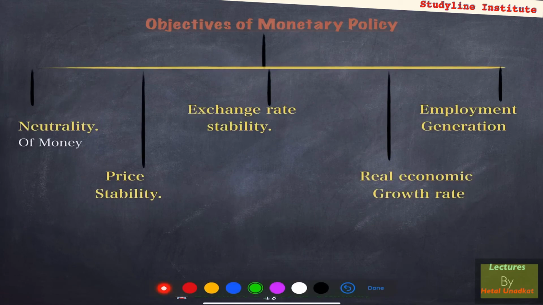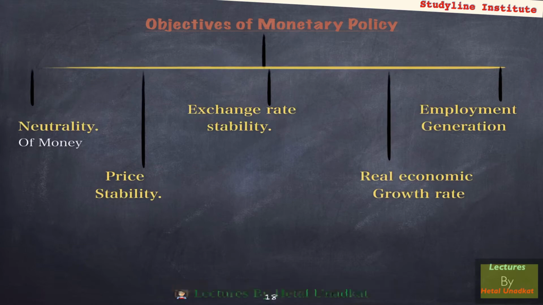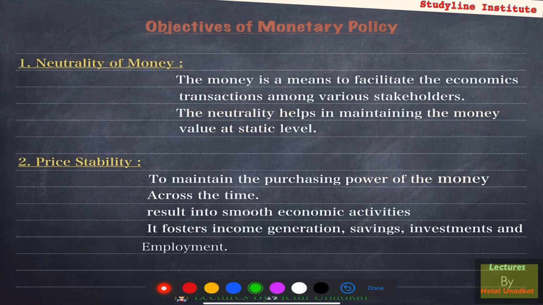Now, objective of monetary policy. Why we need monetary policy? What is the need? What are the objectives of monetary policy? Why does the government need to have monetary policy? The first one is neutrality of money. Second is price stability चाहिए, exchange rate stability, real economic growth rate, and employment generation. So let's understand one by one.